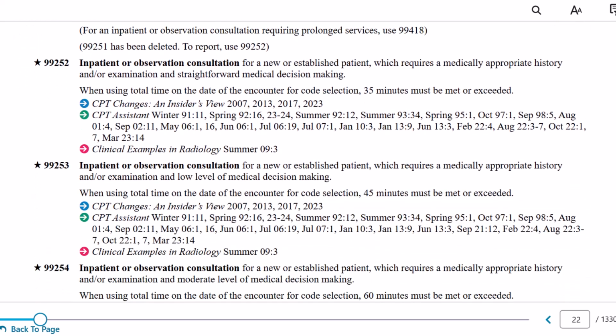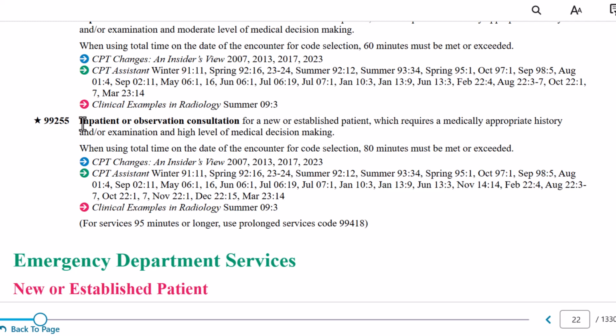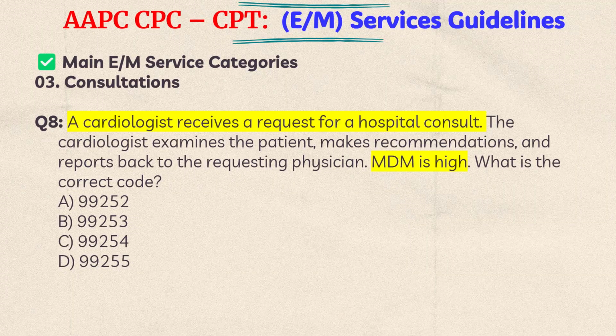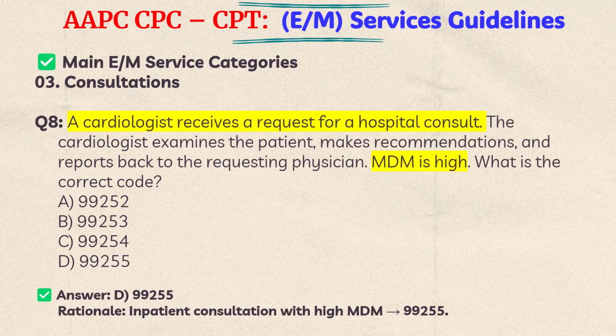So here you can see 99252 is inpatient or observation consultation for a new or established patient which requires a medically appropriate history and examination and straightforward medical decision making. In our case, it is high level of medical decision making. So the next code is low level of medical decision making. 99254 is moderate level of medical decision making. So the 99255 is high level of medical decision making. So when you read the code fully, 99255 is inpatient or observation consultation for a new or established patient which requires a medically appropriate history and or examination and high level of medical decision making. When using total time on the date of the encounter for code selection, 80 minutes must be met or exceeded. So for this case, the correct answer will be 99255. That is answer D.